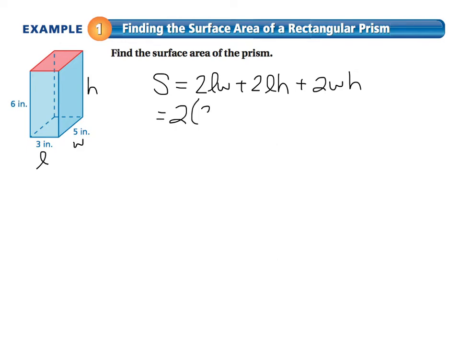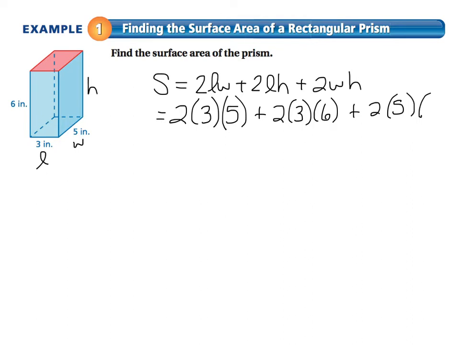Twice the length multiplied by the width plus twice the length multiplied by the height plus twice the width multiplied by the height. So I just simplify this.